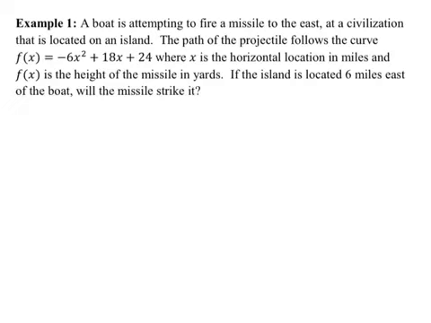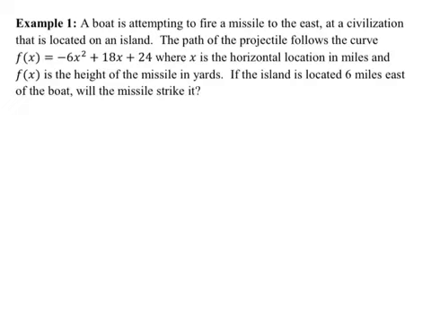But what do we want the height to be for the missile to actually strike the island? 0. So we're looking for the what of the function? The zeros of the function. If one of the zeros of the function happens to be a 6, or if you look at the graph and interpret it the correct way, then it will work. So here's what I would do for a problem like this.